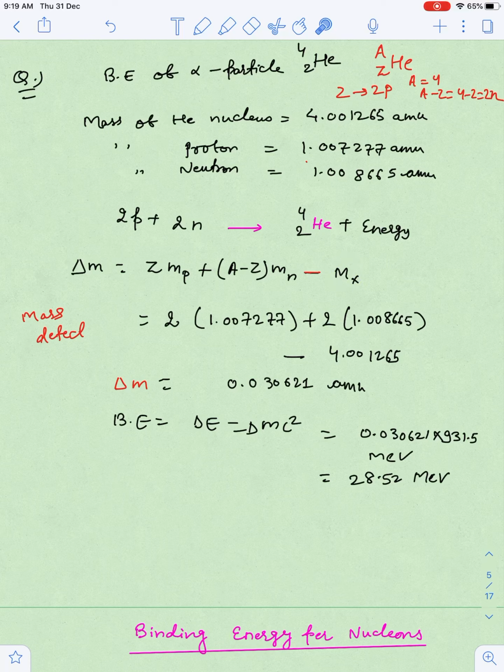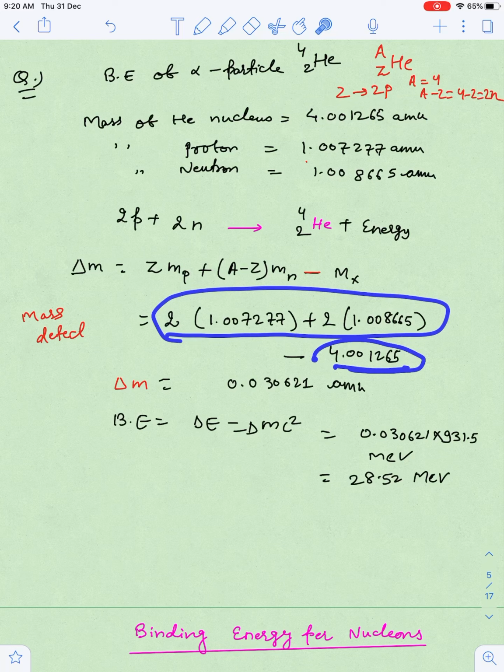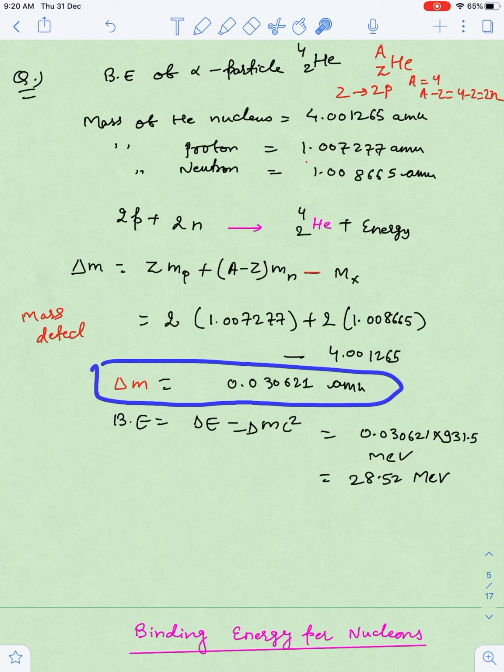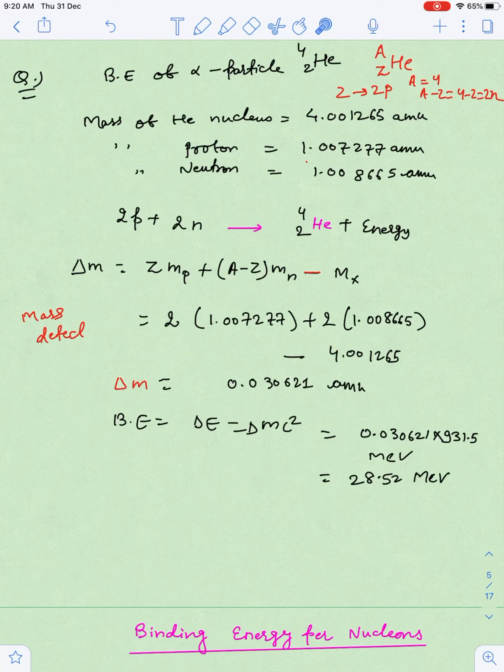Since 2 protons are there, 2 into 1.007277, plus 2 into mass of neutron, which is 1.008665, minus the mass of helium nuclei. So the nucleons' mass subtracted by helium nuclei mass gives you delta M, the mass defect. I have calculated the mass defect as 0.030621 AMU. Binding energy is delta M into C square.